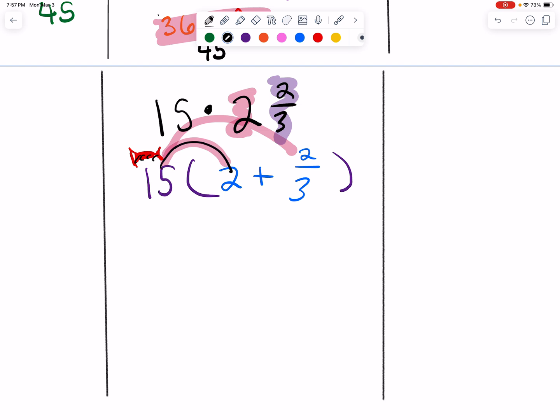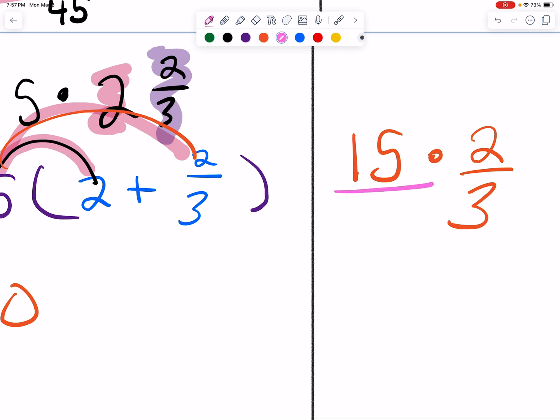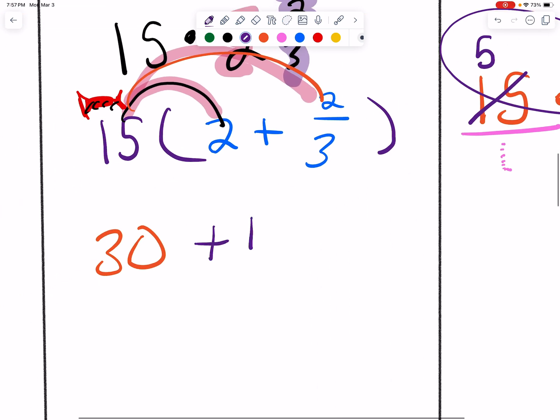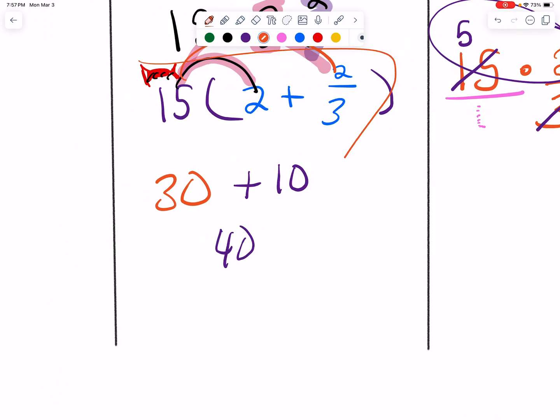All right, so 15 times 2 is 30. Now we do 15 times 2/3. Watch this. 15 times 2/3. What's under the 15? Yep, a ghost one. Now, if you notice, 3 and 15, we can cross cancel. So 3 goes into 3, 1. 3 goes into 15, 5. And then I just do 5 times 2 is 10. Which gives me 40. Which reminds me of Dorito.